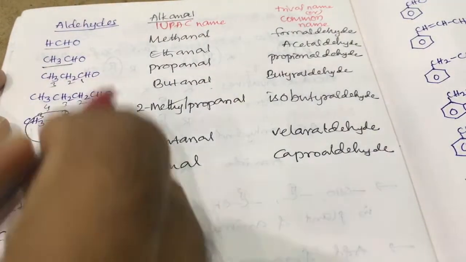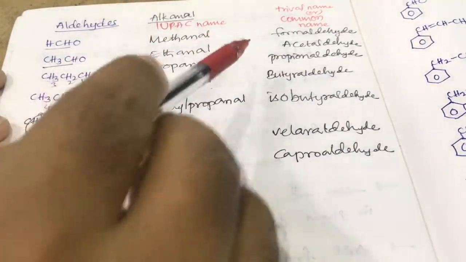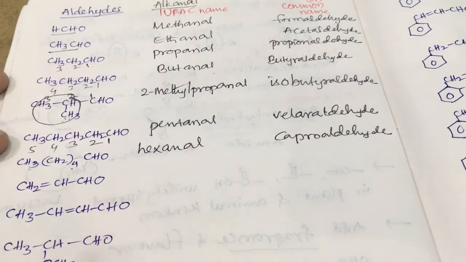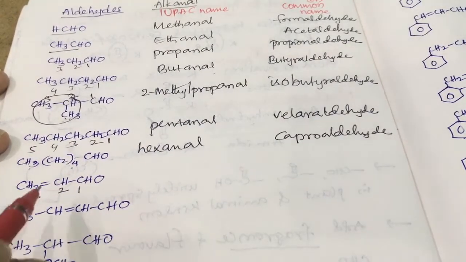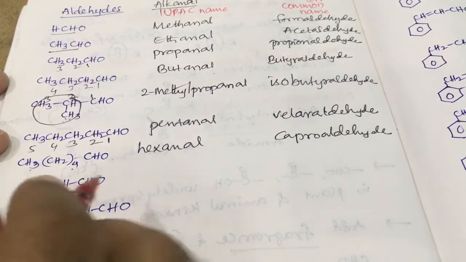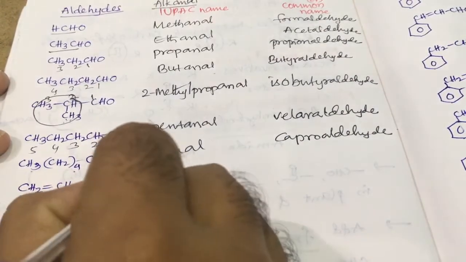We have to remember these common names are very important, even IUPAC names easily, right? Common names you have to remember. Next, this is 1, this is 2, this is 3. At second position, ene is there. Then total carbons are 3.